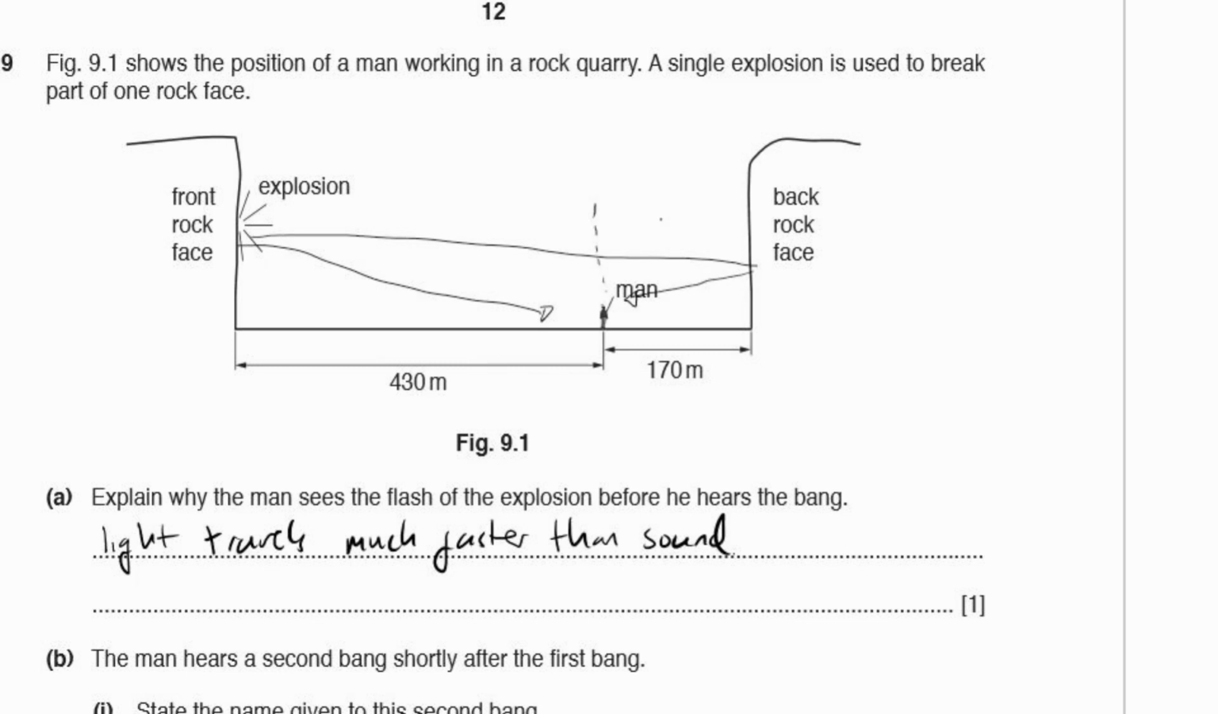So what does that mean? If this is a distance d, then sound has to travel to the rock face, d, and back from the rock face, another d, before reaching the man. And we're being told that the distance of the rock face from the man is 170 meters. In fact, it's there in the diagram.